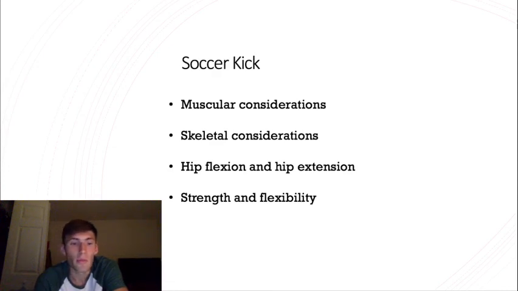In order to improve my soccer kick, I would most likely just strengthen the quads, hamstrings, and glutes, so all those muscles that are aiding in my kicking abilities. And I would probably work on hip flexibility, specifically my hip flexor flexibility.